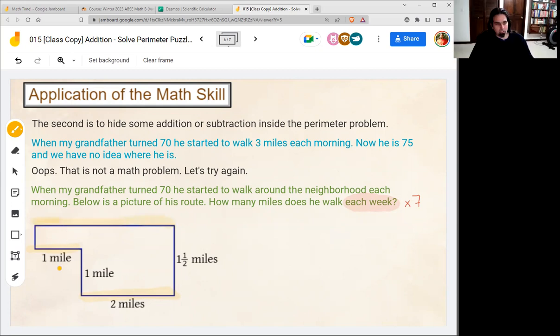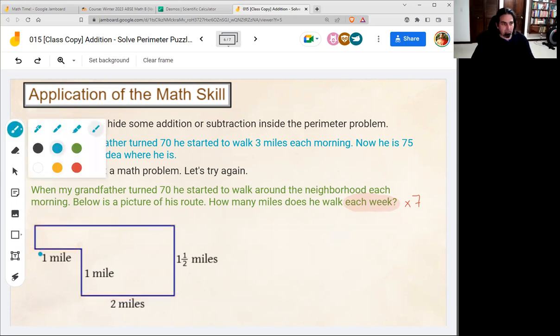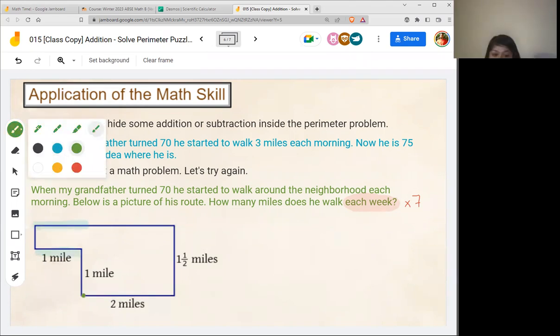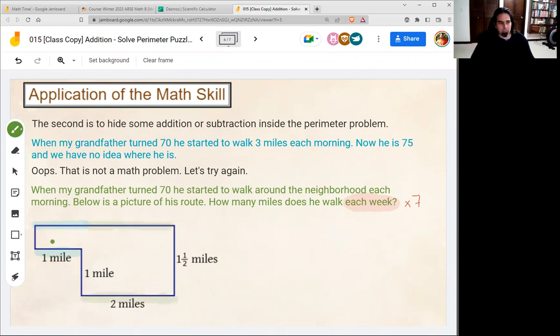I'm trying to draw with yellow, which doesn't work very well on this background. Let me try it again. So you have this little bit, makes it a mile, you have this little bit, and they combine to get the top. Yes. So that means the top is going to be 3 miles total.